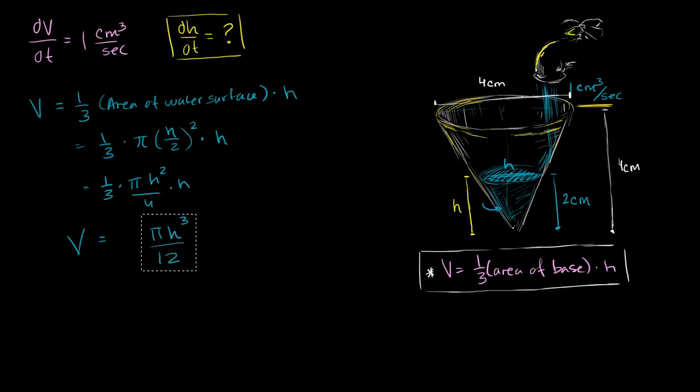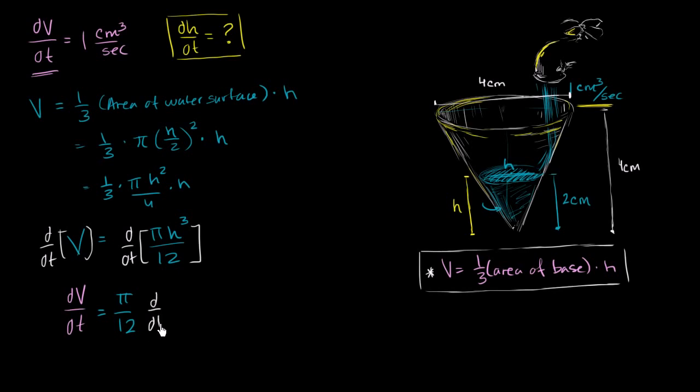So now we can take the derivative with respect to time of both sides of this. The derivative with respect to time of our volume, we can just rewrite that as dV dt. This is dV dt. And this is going to be equal to, well, we could take the constants out of this, pi over 12 times the derivative with respect to t of h to the third power.